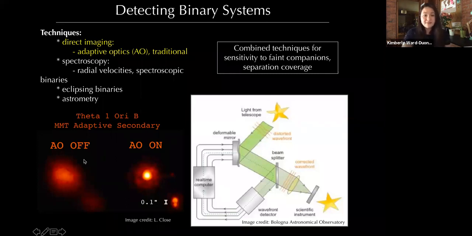And you can see the dramatic effect of that in terms of binary studies down here on the left, where if your adaptive optic system is off, you may see 2 blobs, you could argue. You turn it on and your image resolution increases significantly, and you can see that this is actually an unresolved pair, and there's actually a much fainter companion that would have been totally invisible without AO.